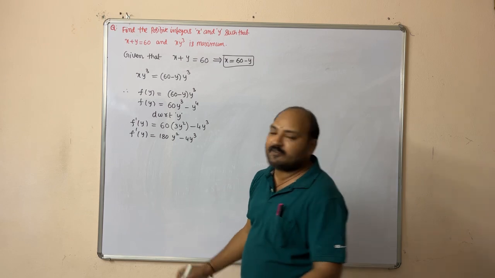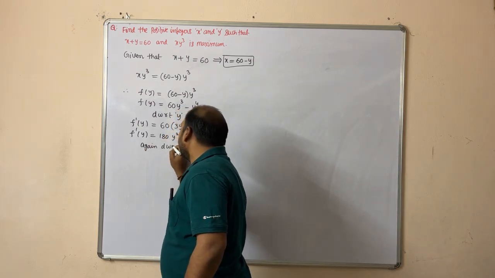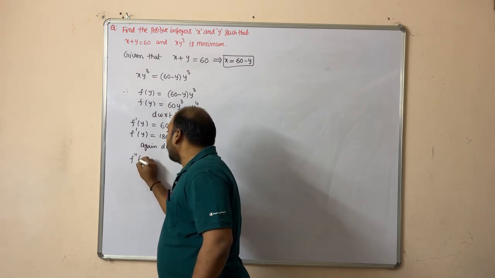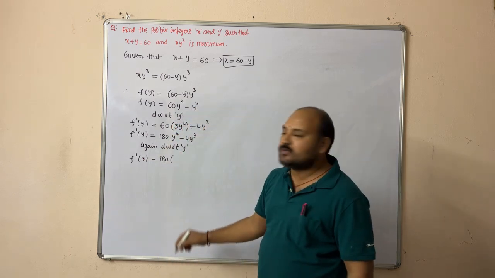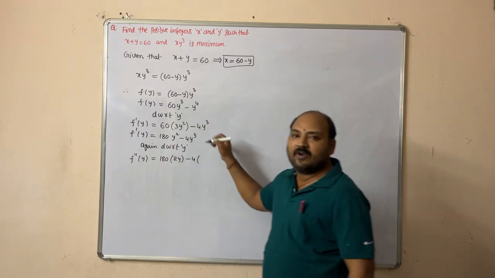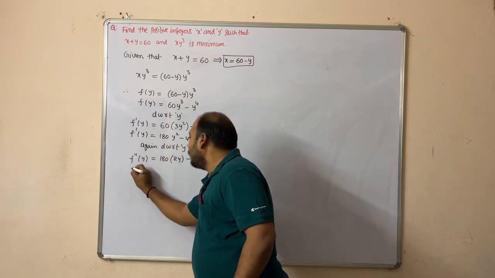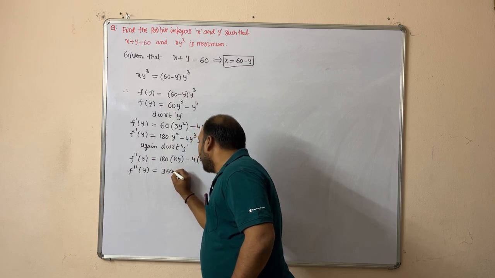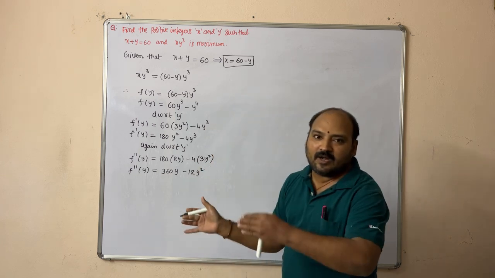I want f double dash of y also. Again differentiate with respect to y. So f double dash of y equals 180 into the derivative of y square, which is 2y, minus 4 into d by dy of y cube, which is 3y square. Simplifying, f double dash of y equals 360y minus 12y square.